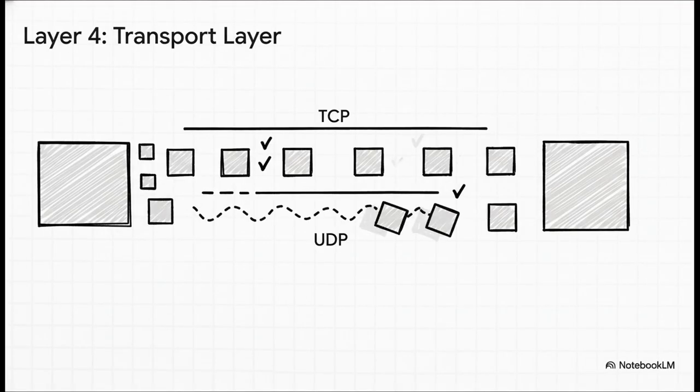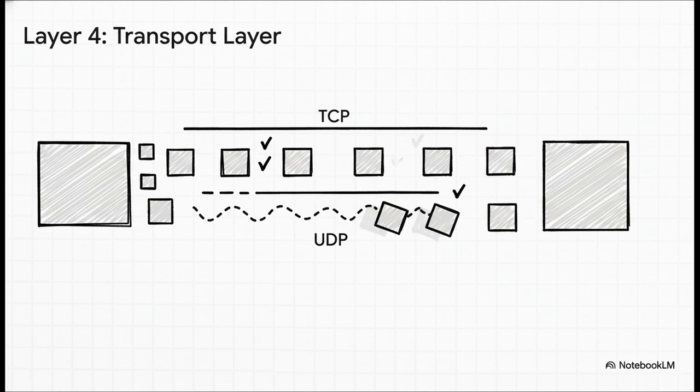Okay, now we're at layer 4, the transport layer. I like to call this the post office of the OSI model. Its main job is to get your data from your computer to the server, and to do it reliably. It has 2 main ways of doing this. TCP, which is for reliable, error-checked delivery, kind of like registered mail.